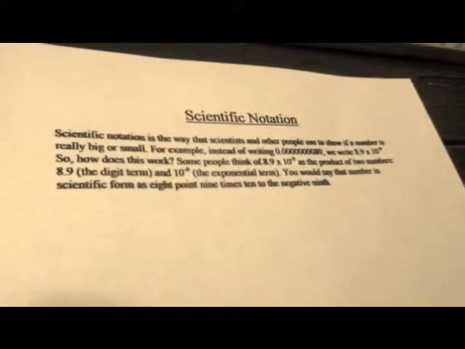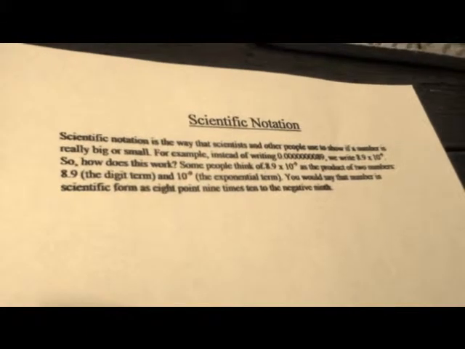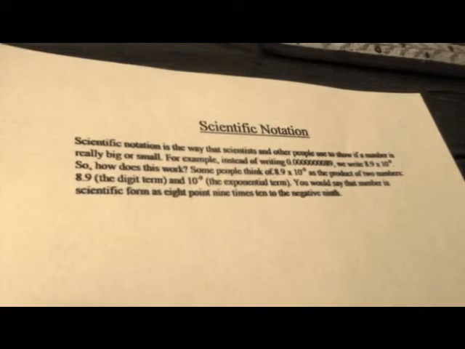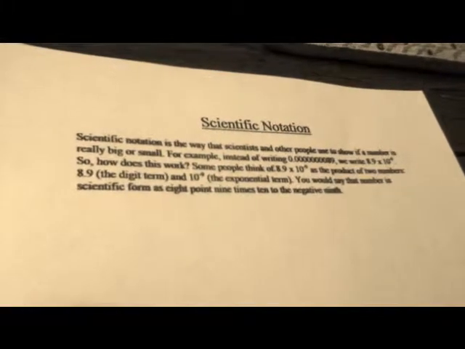Some people like to think of 8.9 times 10 to the negative 9th as the product of two numbers: 8.9, which is the digits term of that number, and 10 to the negative 9th, which is the exponential term. You could say that the number in scientific form is 8.9 times 10 to the negative 9th. Let's do a couple problems.